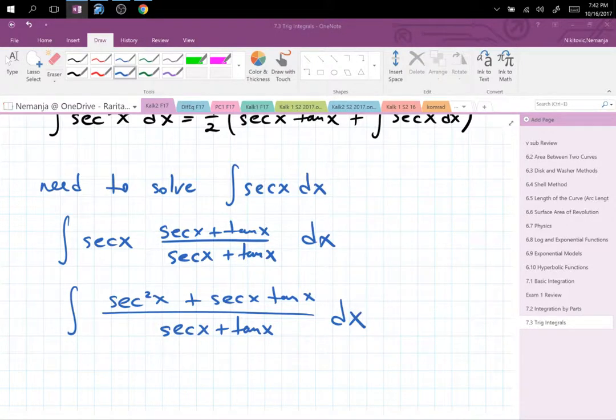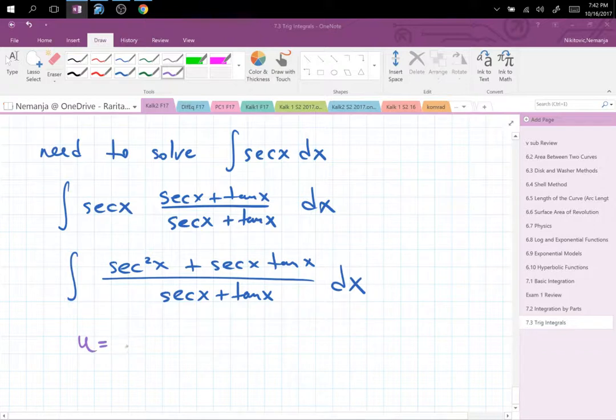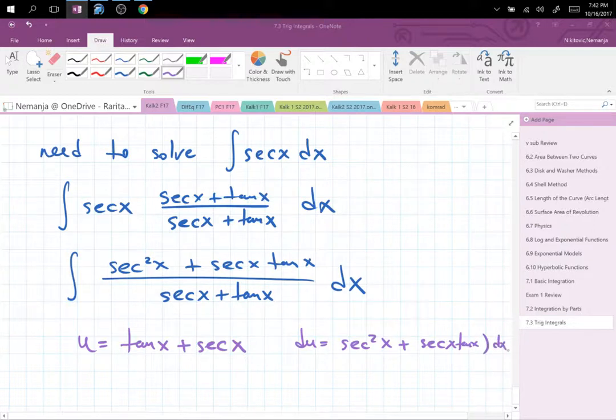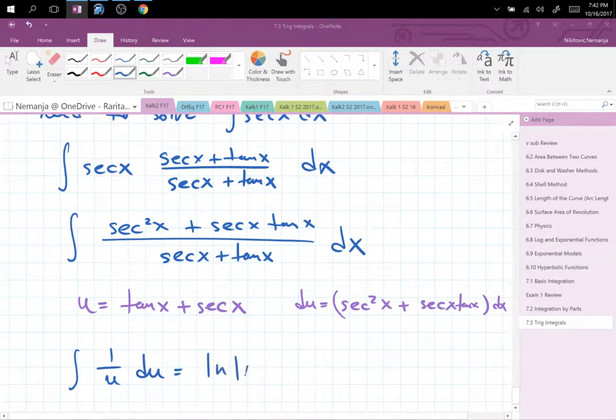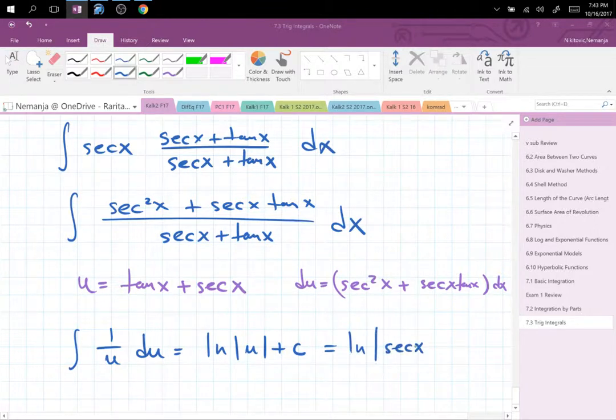I hope you see that the derivative of tangent is secant squared and the derivative of secant is secant tangent. So u equals tangent x plus secant x, and du is immediately secant squared x plus secant x tangent x dx. So now all of this becomes 1 over u du, which is ln absolute u plus c, which is ln of secant x plus tangent x plus c.